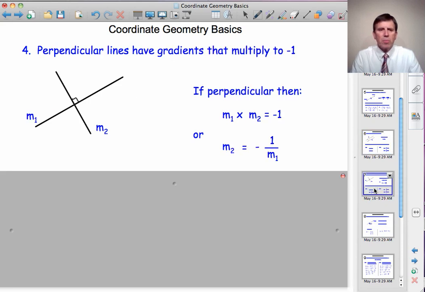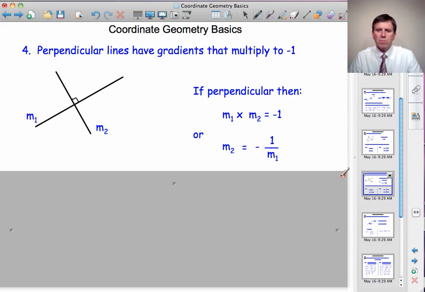Something a little more difficult, perpendicular lines. Perpendicular lines have gradients that multiply to minus 1. So if there's a right angle between those 2 lines and this one has gradient m1 and this one has gradient m2, multiplying them together would give minus 1. That's the check. But in practice, to use it, if I divide this one through by m1, I'd get m2 is minus 1 over m1. So that's the easiest way to think of it, that the gradient of a perpendicular line is 1 over the gradient of the line it's perpendicular to, but with a different sign.